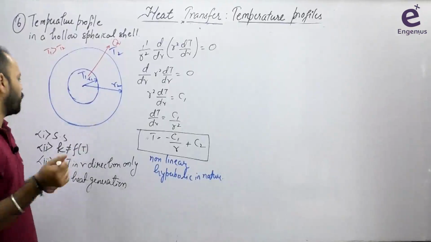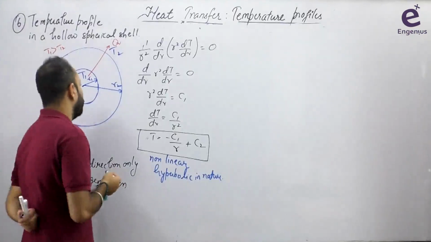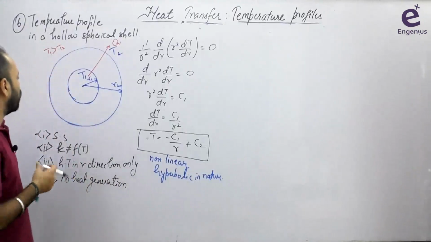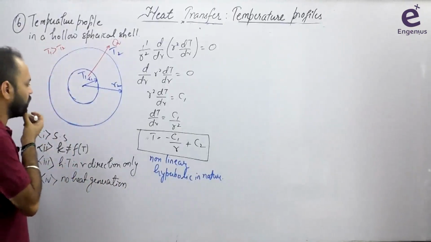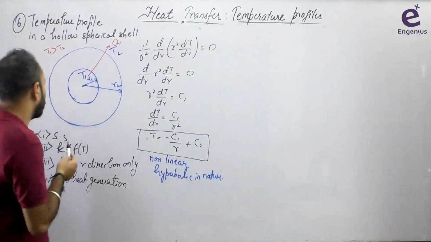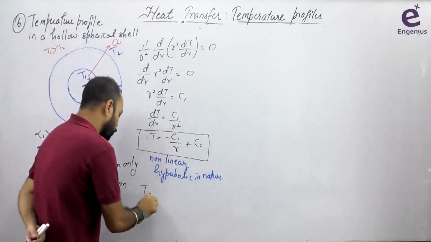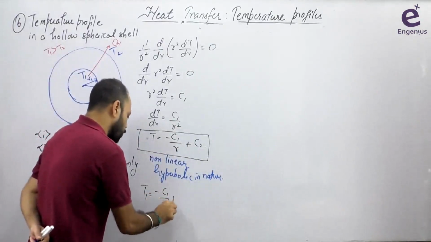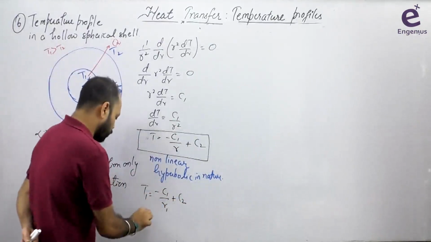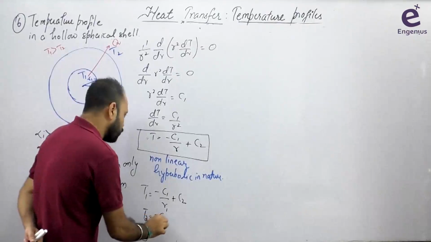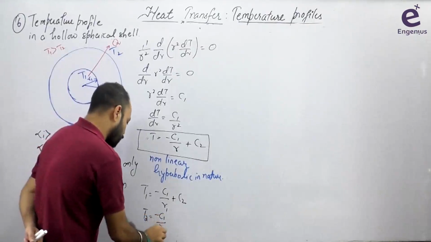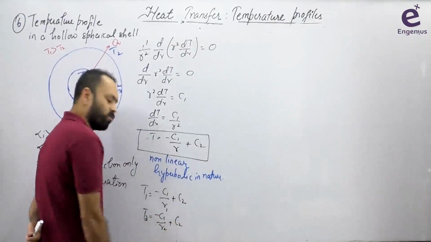Now let's find C1 and C2. So again, the outer surface and inner surface are there. So how to write C1 and C2? We have two boundary conditions. At R is equal to R1, T is equal to T1. So I have this equation: T1 is equal to minus C1 by R1 plus C2, and T2 is equal to minus C1 by R2 plus C2. We will subtract both.